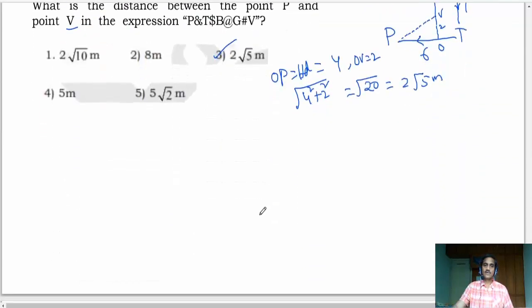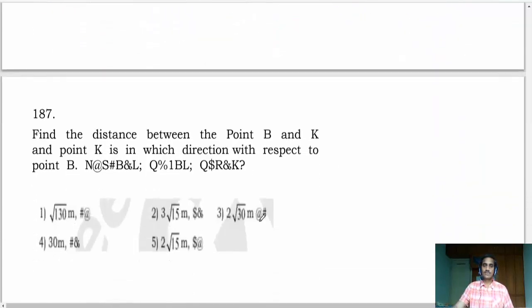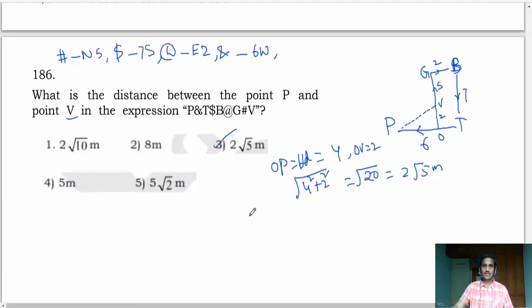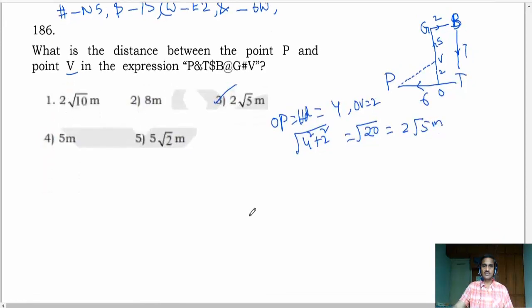Done? Remaining chestara. Now in this one, n at the rate of. Malli inkokasari mana directions anni raskovali. I hope you people can able to solve, or shall I explain one more question? At the rate of ante em cheppandi.